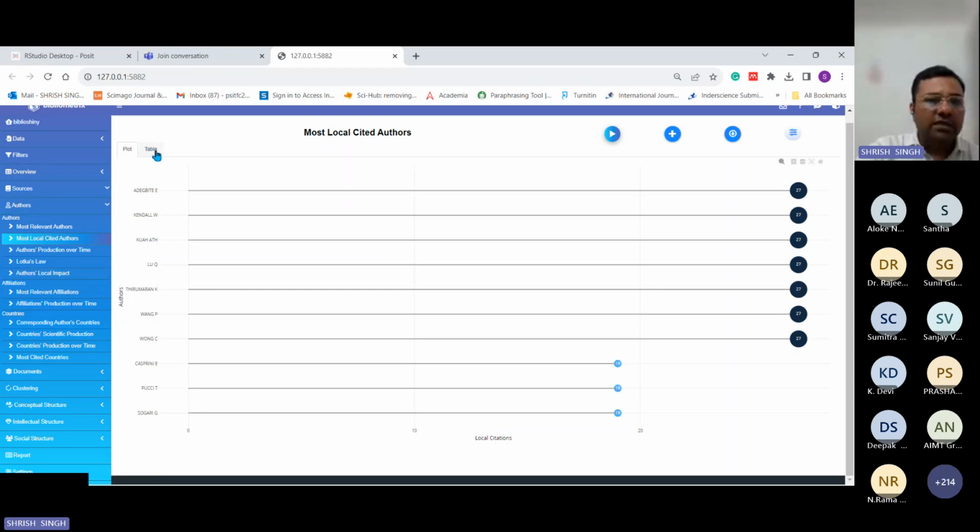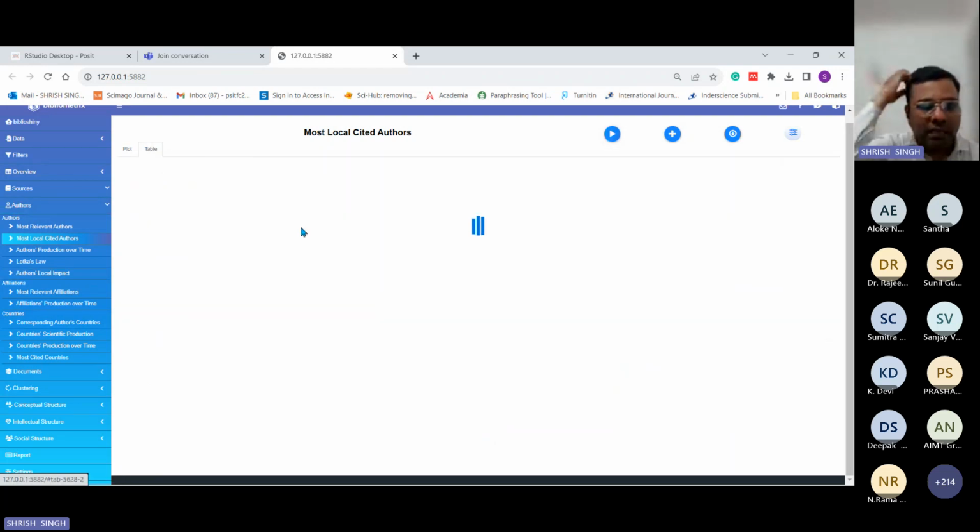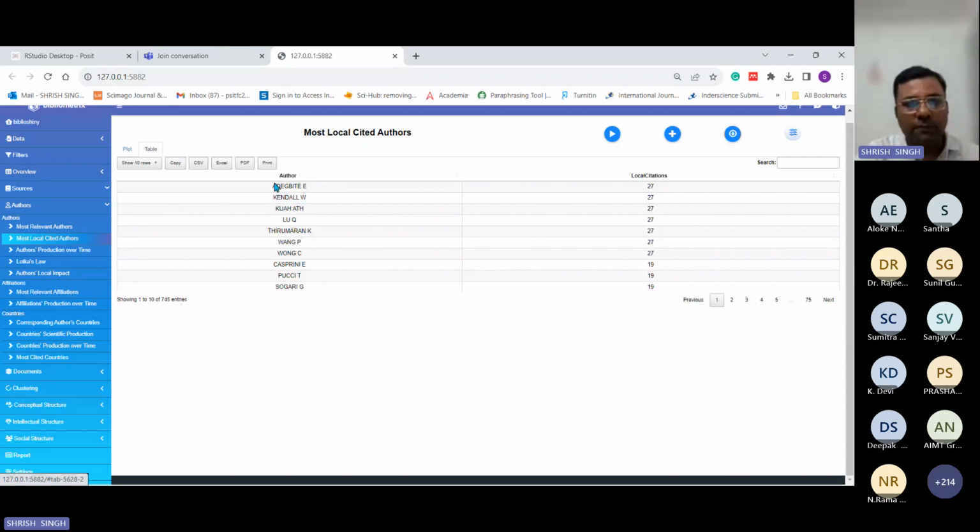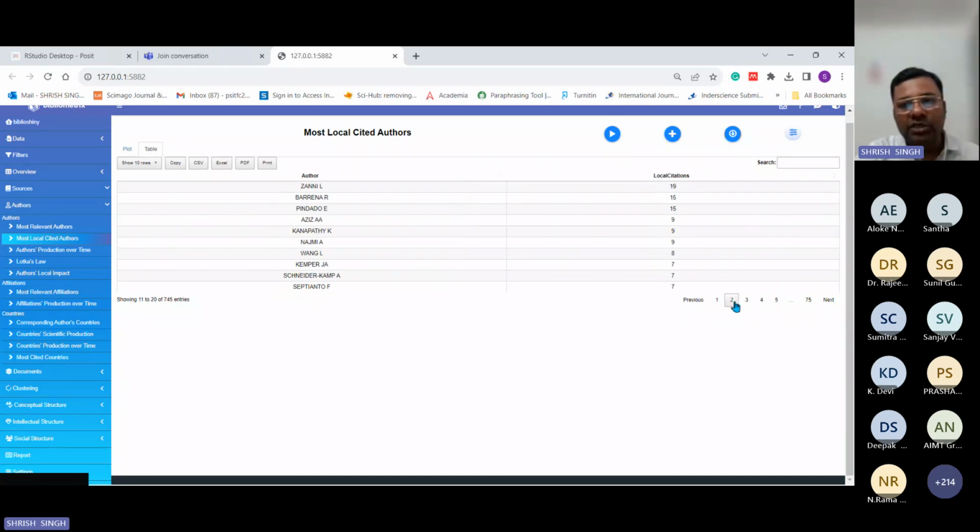All the things are clear. Suppose you want to see the table, you can have the same thing in terms of a table and it is more understandable, right? Now you can see that for local citation 27, there are 6 authors who are having 27 citations. Then there are 3 authors who are having 19 citations. Instead of 3, there are 4. Then there are 2 authors who are having 15 citations. Then there are a few authors who are having 9 citations. So you can just find all the authors who are having different citations.